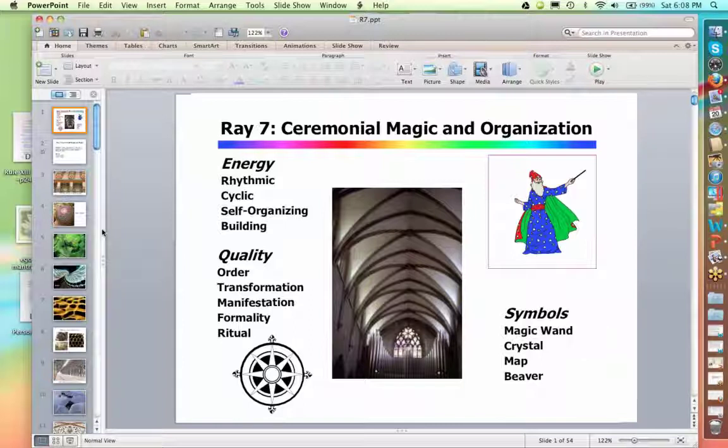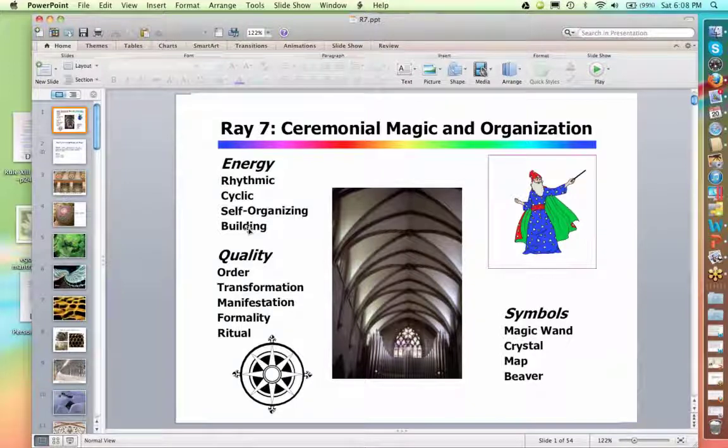It is the ray that is rhythmic, it's cyclical, it self-organizes, and it's the ray that builds, and you build on the material plane. Its quality is order, and the word transformation, it has to do a lot with form.